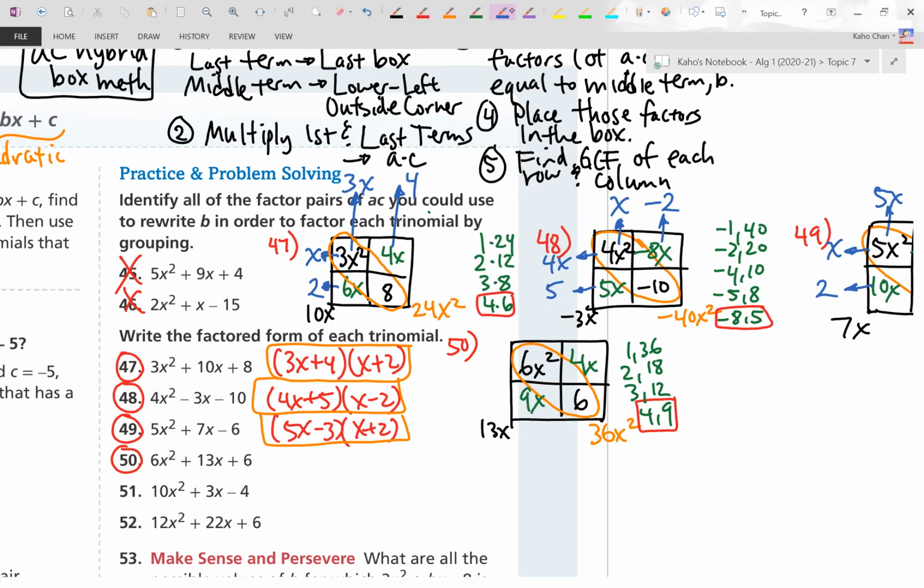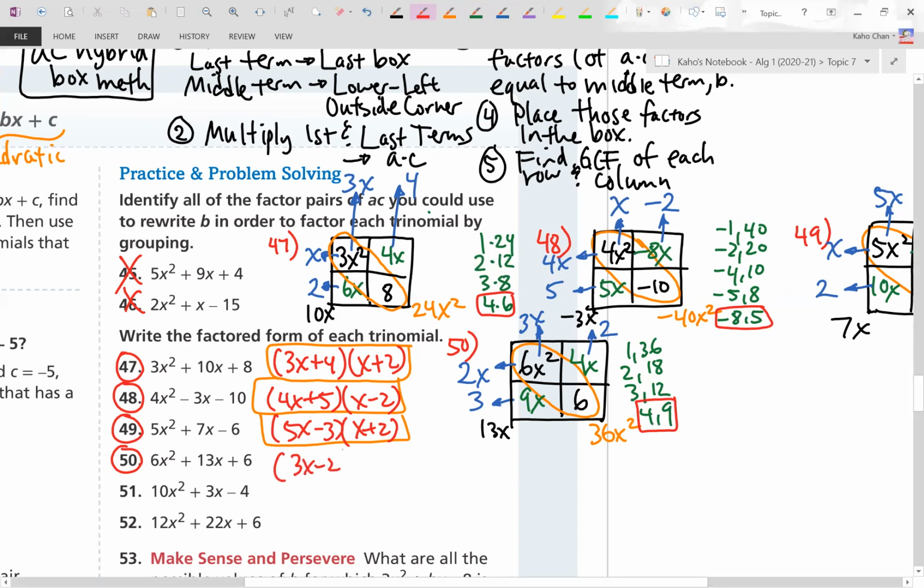GCF each row and column. First row, I have a 2x. Yeah, that looks right. Last column, I have a +3 that can go into those numbers. First column, 6 and 9, I can take out a 3x. Last column, 4 and 6 is a 2. There it is, 3x minus 2 and 2x plus 3. Did I say minus 2? I meant to say plus 2. Yay, there it is. That should work.